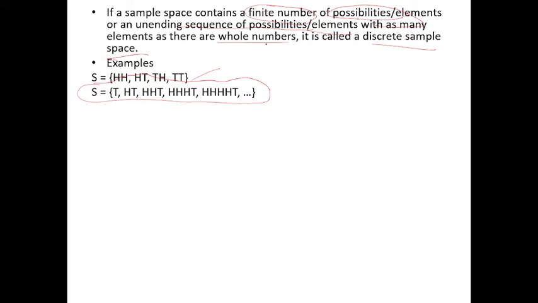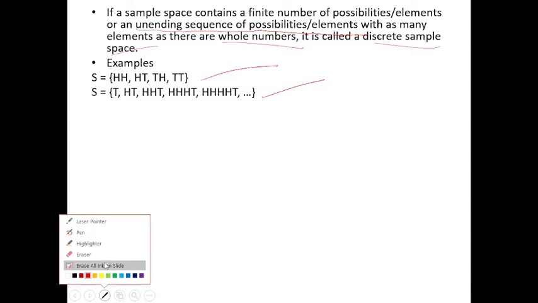If that's the case, we also call it a discrete sample space, because it satisfies the condition: there is an unending sequence of possibilities or elements as many as the whole numbers. Therefore, it is called a discrete sample space. So, we proceed.